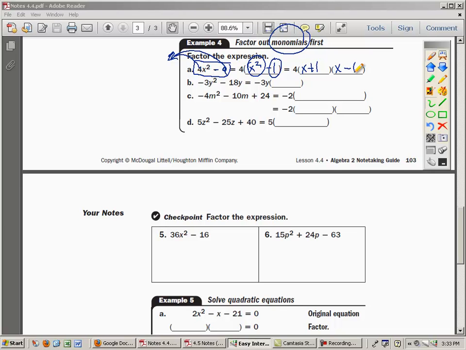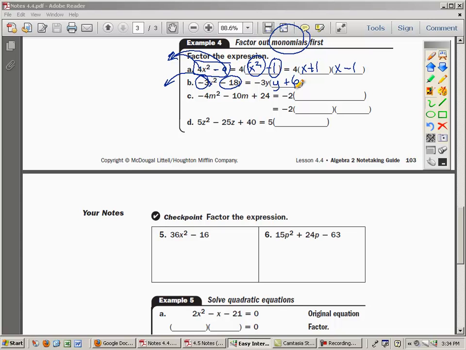What about letter B? Well, in letter B, we can factor a negative 3 out of both of these. In fact, we can factor a negative 3y out of both of these. So if I bring a negative 3y out of negative 3y squared, that just leaves me a y. And if I bring a negative 3y out of negative 18y, that leaves me with a positive 6.